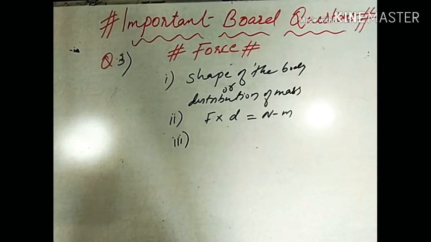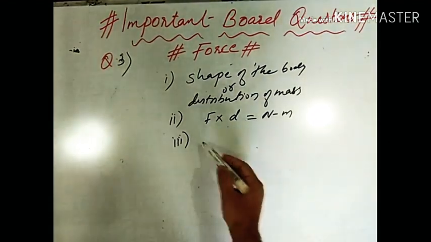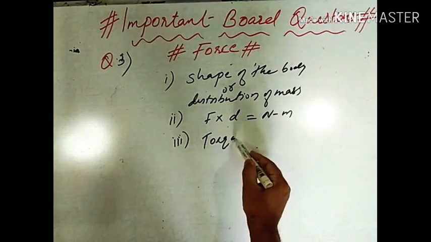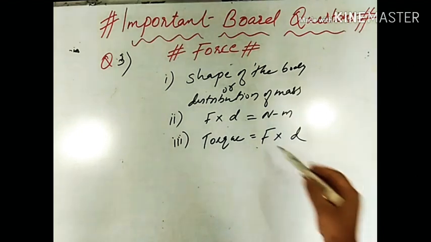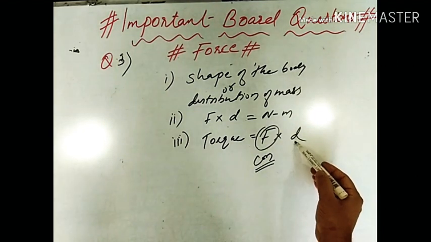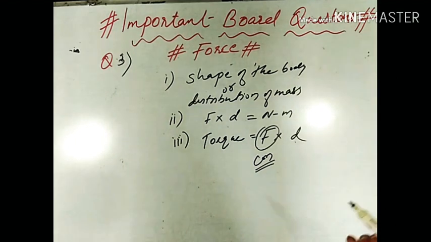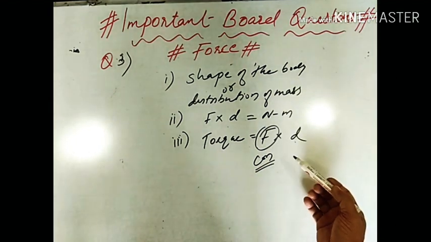Now, name the factors affecting the turning of a body. Turning means the torque. So we know that the torque is equal to force into perpendicular distance. The force remains constant, so which factor is controlling the torque? The perpendicular distance.